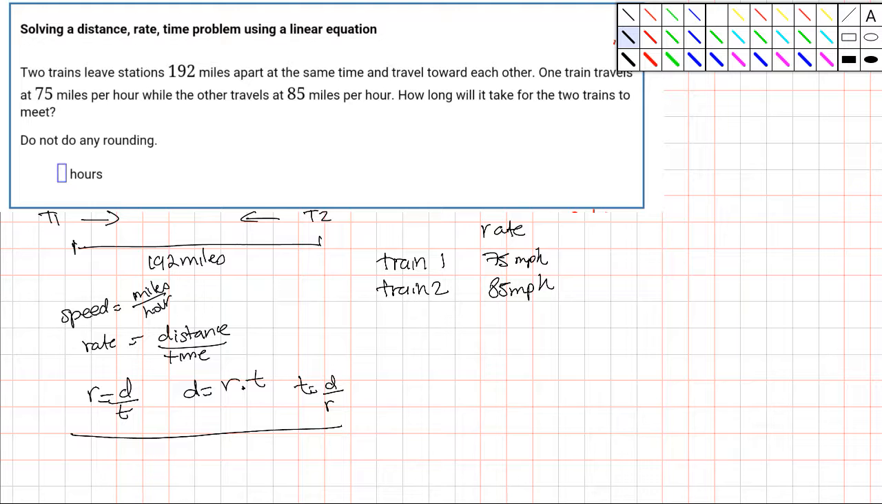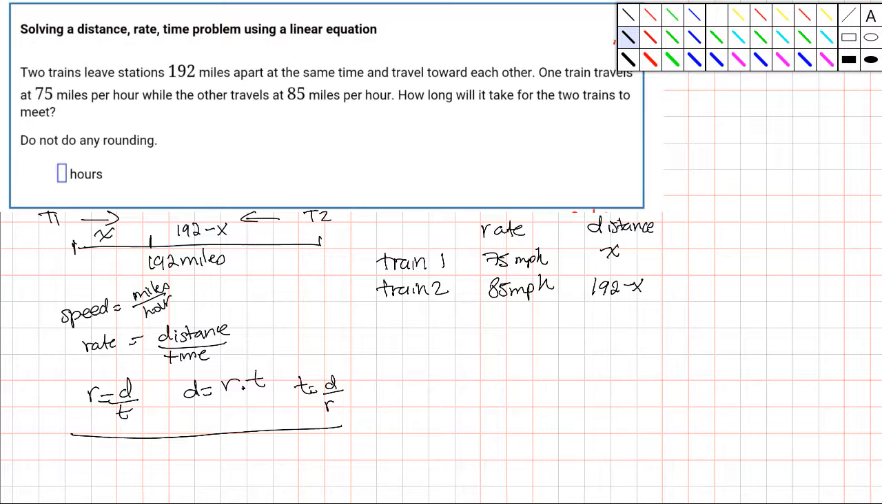Okay, so now I'm going to keep plugging in my information. Now, do I have the distance? Do I know how much they've traveled? Well, sort of. I know that if one travels x miles, the other one must travel 192 minus x, because x plus the quantity of 192 minus x should equal 192. So if this one traveled x miles, the other one must travel 192 minus x.